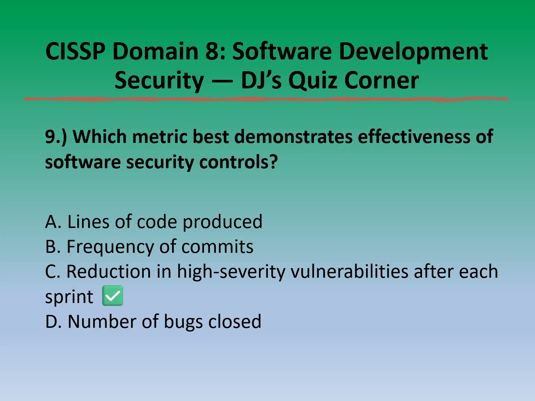The correct answer is C. Reduction in high severity vulnerabilities after each sprint. CISSPs value risk reduction metrics, less impact and exposure, not activity volume.